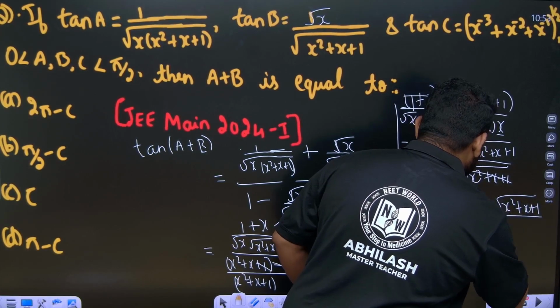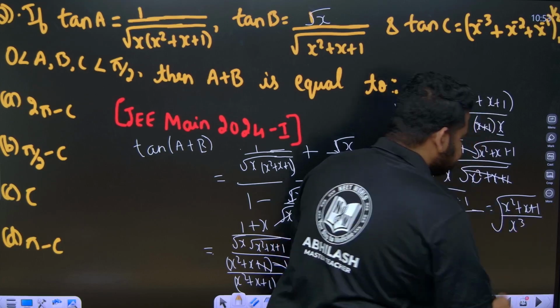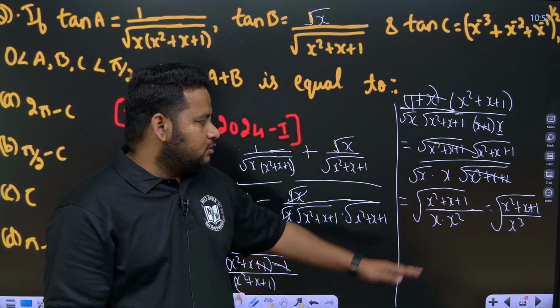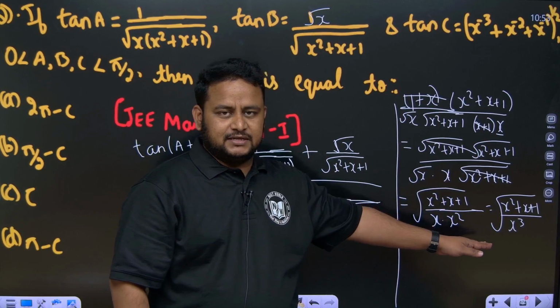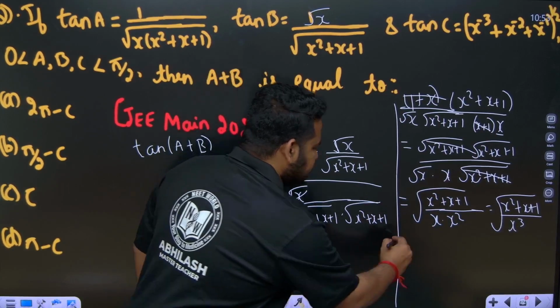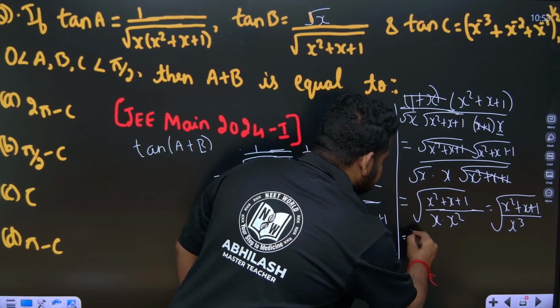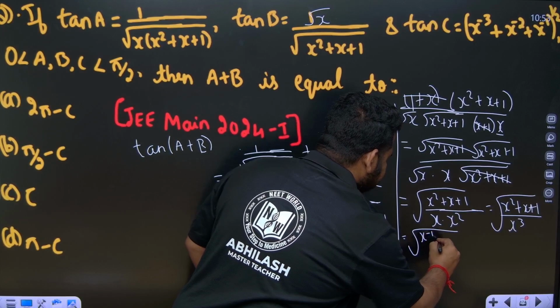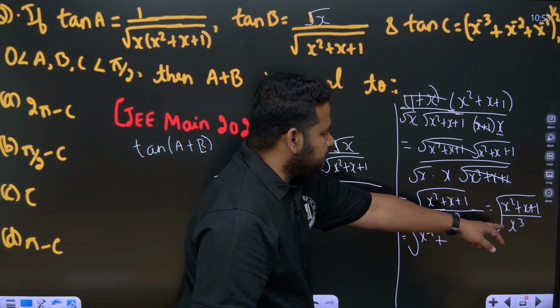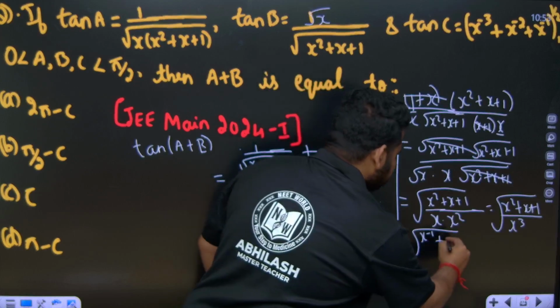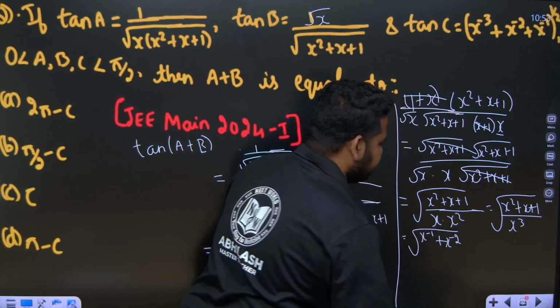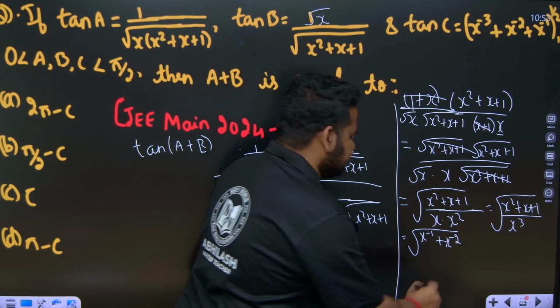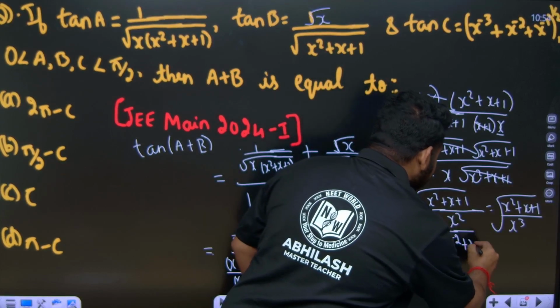Okay, divided by x square into x is x cube. Now the numerator I will divide by the denominator, that is x cube. So what I will get? Look at this. If I divide x square by x cube, I will get x to the power of minus 1. If I divide x by x cube, I will get x to the power of minus 2. If I divide 1 by x cube, I will get x to the power of minus 3.